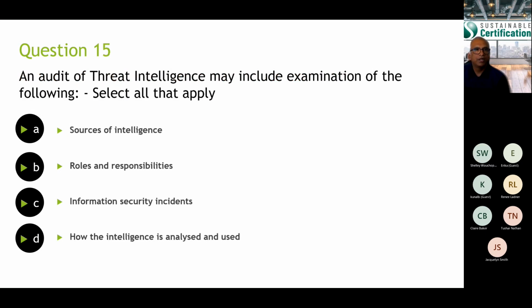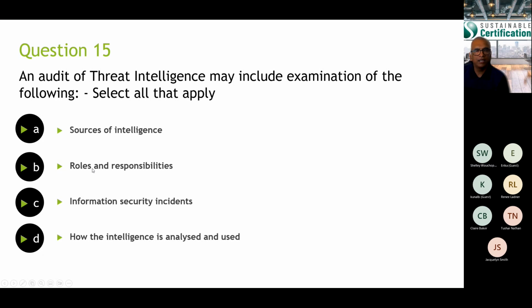Okay, so 3 years. Threat intelligence includes examination of the following. Which one? Sources of intelligence, roles and responsibility, information security incident, how the intelligence is analyzed and used. So sources of intelligence. Yes, that is correct, right? And then you can choose multiple here, so not only one option is the correct option. You can choose multiple.